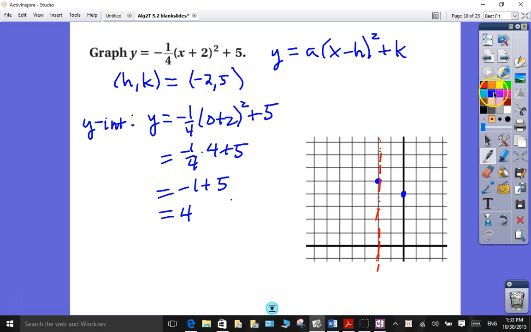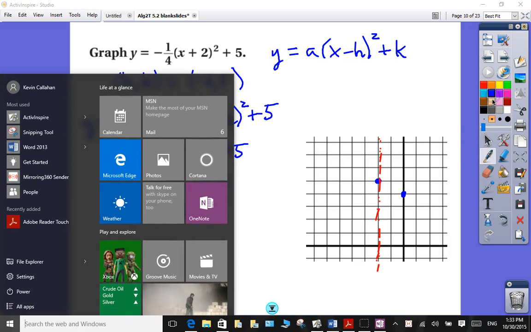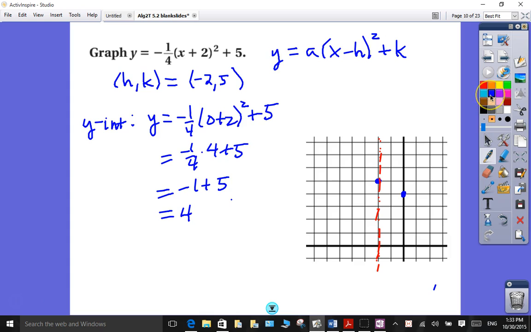That's not going to mess me up. So how can I find another point on the graph? Symmetry, right? If this point is 2 to the right, then go 2 to the left. Looks like negative 4, positive 4. Okay, there's my 3 points, so I can sketch the graph.